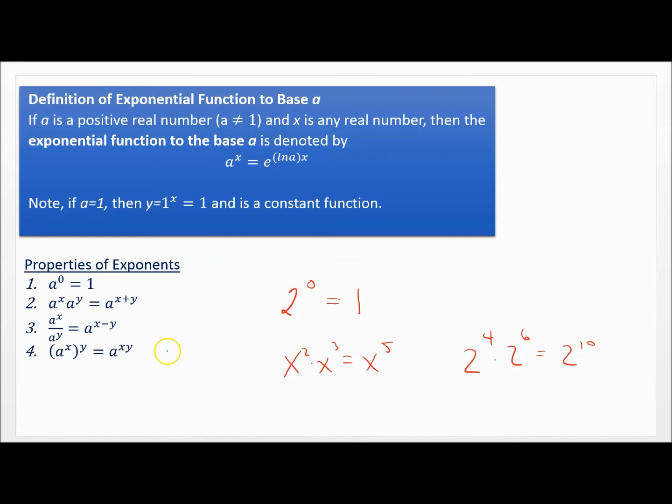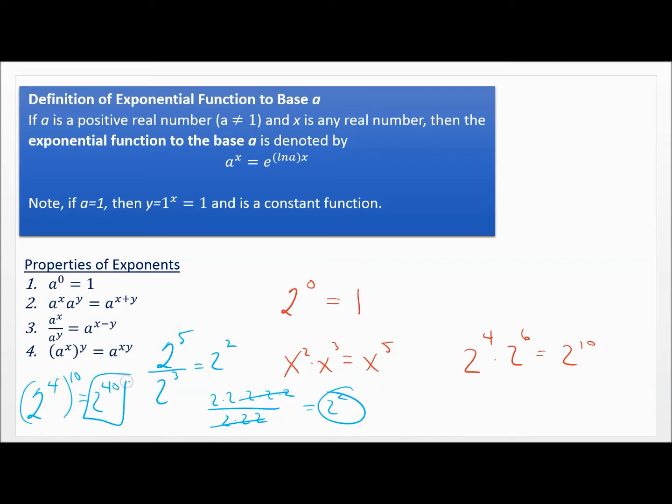Let's do this in blue. If you have 2 to the 5th divided by 2 to the 3rd, that would be 2 squared, right? And if you had to think about it the hard way, 2 to the 5th is 2 times 2 times 2 times 2 times 2. 2 to the 3rd is 2 times 2 times 2, and you cancel those 3 with those 3, and there's your 2 squared. See what I mean? So that's where that rule comes from, and you know that. And then finally, if you have a power to a power, then you multiply those together. For example, 2 to the 4th raised to the 10th power is just 2 to the 40th. So properties you already know.